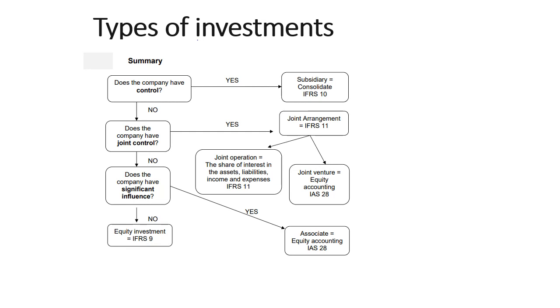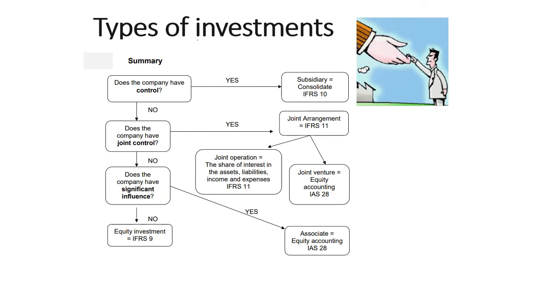power, over the investee? If it does, it will be a subsidiary which is consolidated applying IFRS 10. If not, you'll need to ask yourself, does the company have joint control? And remember, in determining joint control, the joint arrangement needs to be determined according to IFRS 11, because with joint control, it can either be a joint venture, which is equity accounted for according to IAS 28, or it can be a joint operation, which IFRS 11 is applicable.